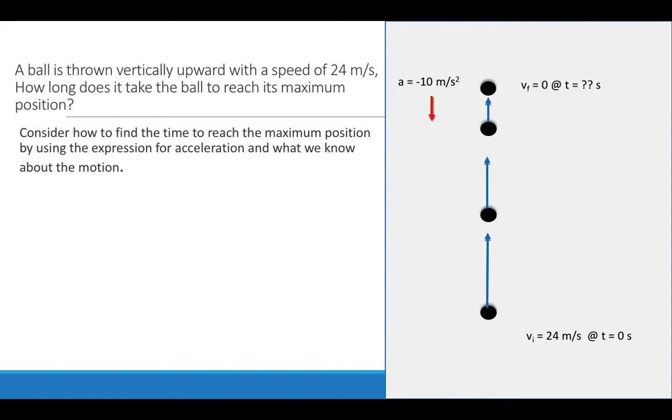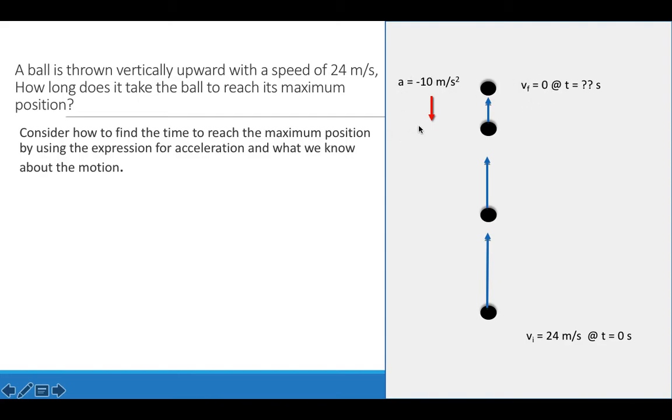Let's consider the same exact question, but not from a conceptual standpoint, but instead trying to look at the formulas. So we'd like to figure out, we know that it starts off with some initial velocity of 24 meters per second down here at time t equal to 0. We want to find the time it takes to get to the top. And we know that at the very top, this is our hidden information, that the velocity is going to be 0.